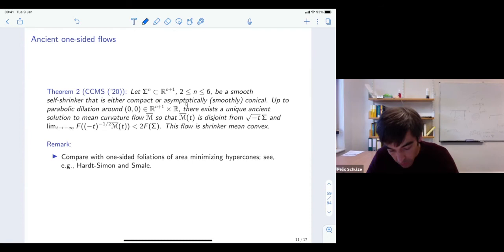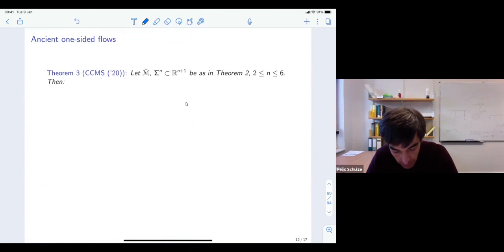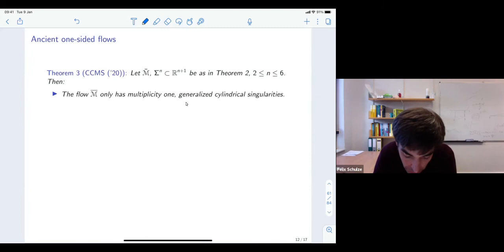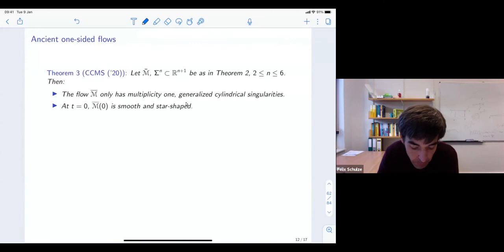Okay, now here's a few more properties. We use this shrinker mean convexity to extend the regularity theory due to Brian White. For the mean convex case, you can prove that this solution, although it has singularities, has only generalized cylindrical singularities. That translates to that at time zero, it's smooth and star-shaped.